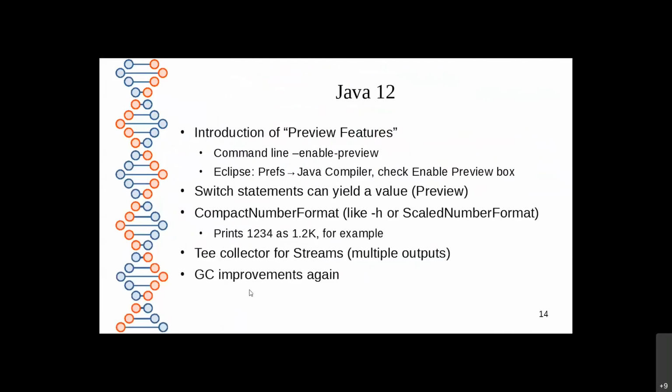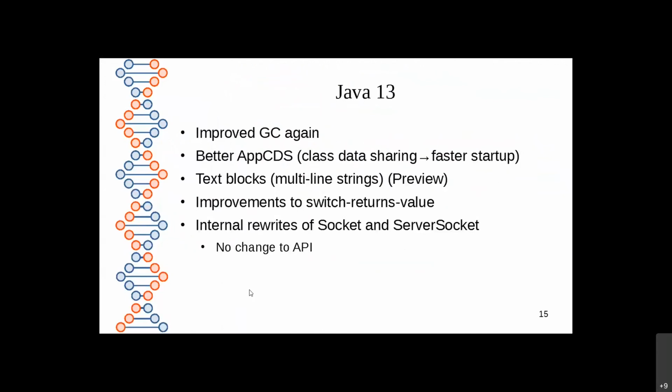Again, garbage collector improvements, no surprise there. Java 13, improved garbage collection again. They're always, like I said, they're always improving it. Something called APP-CDS, which is application class data sharing, which allows you to build an archive of the sort of pre-digested class files that your application is using, and that can lead to faster application startup. You have to do that explicitly, but it's a speed up.